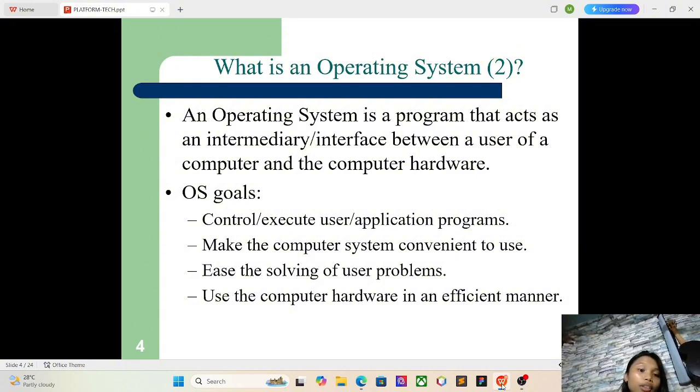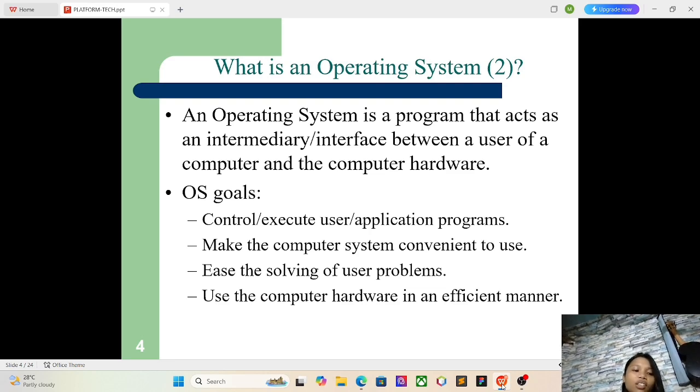The first goal of an OS is to control and execute user application programs. Second, make the computer system convenient to use. Ease the solving of user problems. Use the computer hardware in an efficient manner. So the primary goal of an OS is convenience. It makes sure the computer is easier to use for both users and developers, and provides a user-friendly interface to interact with hardware and applications.